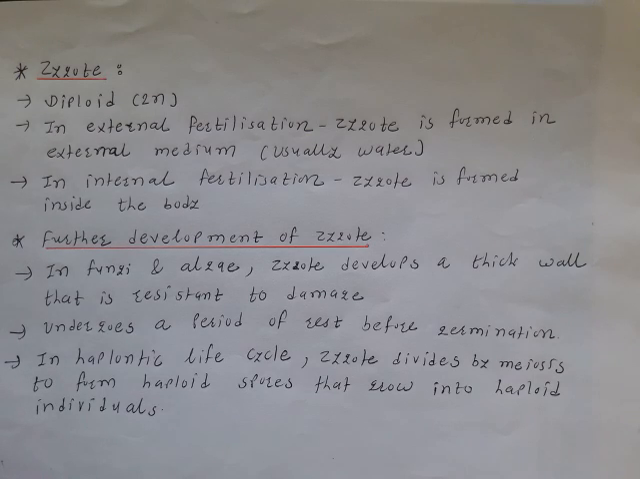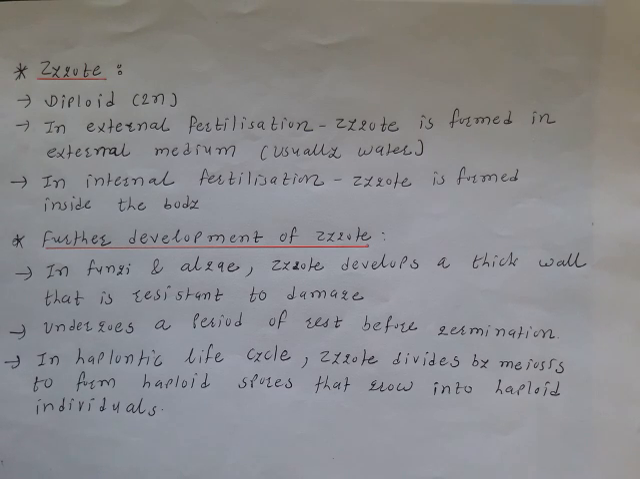Some features of the zygote are important here. They are always diploid in nature, 2n, because they develop from fertilization of haploid male and female gametes. It means n cross n gives a diploid 2n zygote. During external fertilization, the zygote is formed in an external medium, which is usually water.